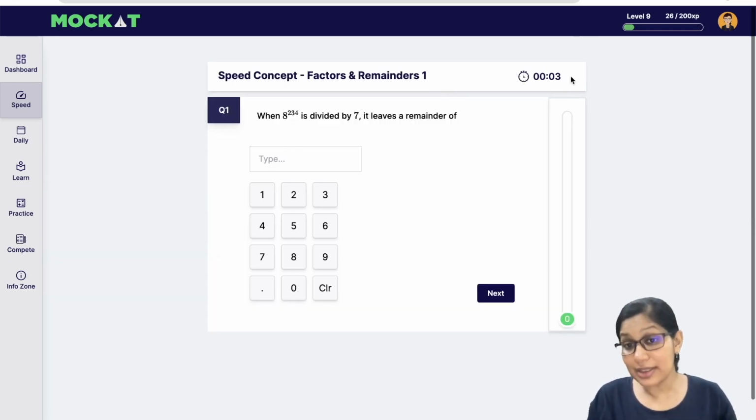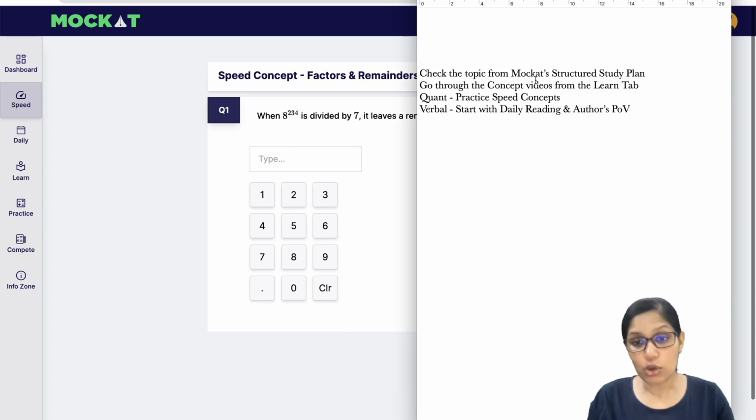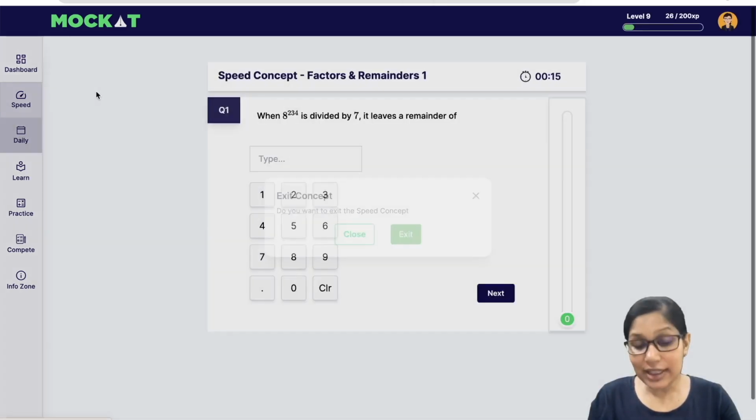There's no time limit. This is an upwards timer. So take your time, try to solve as many questions as you can. This is on the quant side. On the verbal side, something similar which we have is the daily POV.